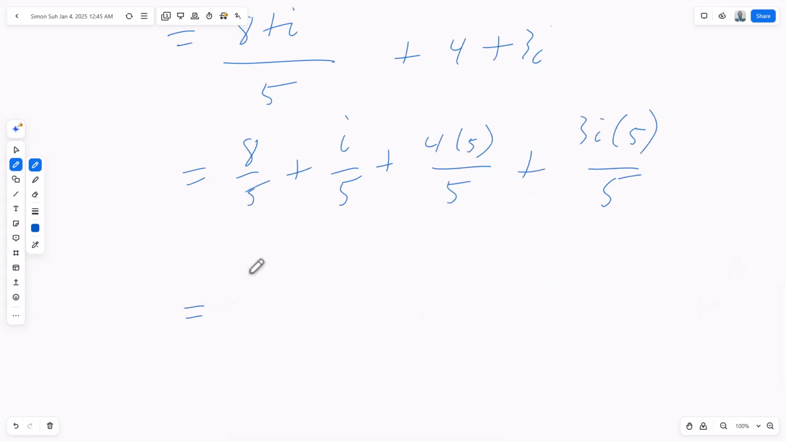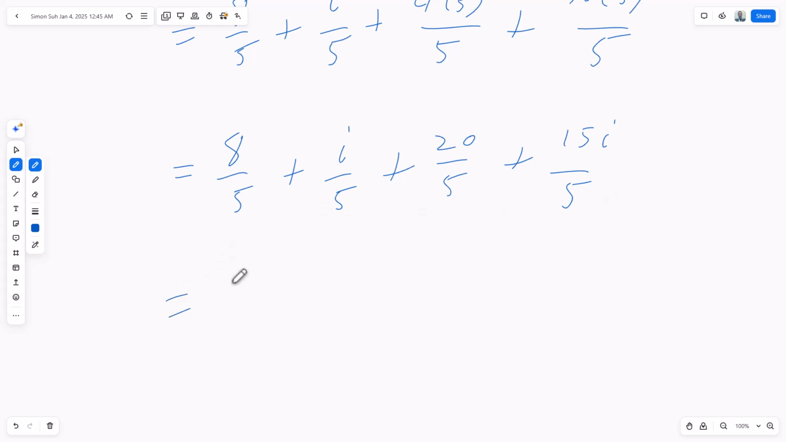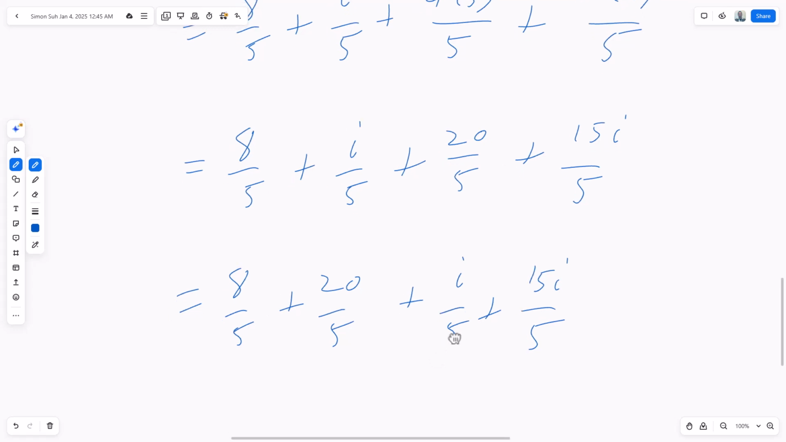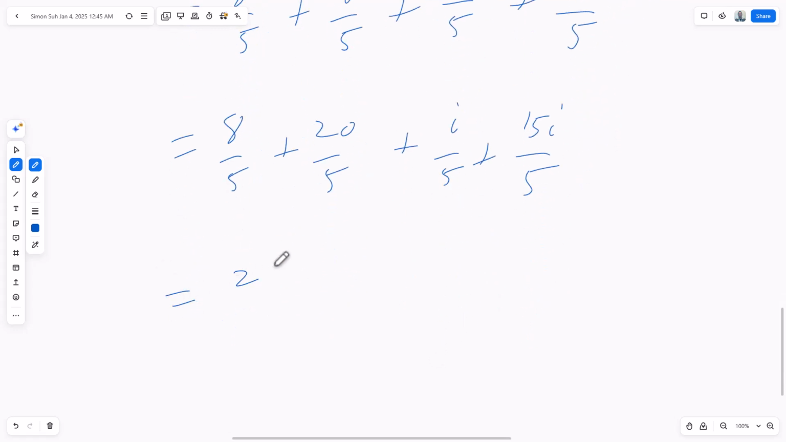If we do a little bit more algebra, we have 8 over 5 plus i over 5 plus 4 times 5 is 20, so 20 over 5, plus 3i times 5 is 15i over 5. Next, we're going to combine the like terms, so we have 8 over 5 plus 20 over 5, which is the real part, and we have i over 5 plus 15i over 5, which is the imaginary part. Now we have 28 over 5 plus 16i over 5, and we have our answer.